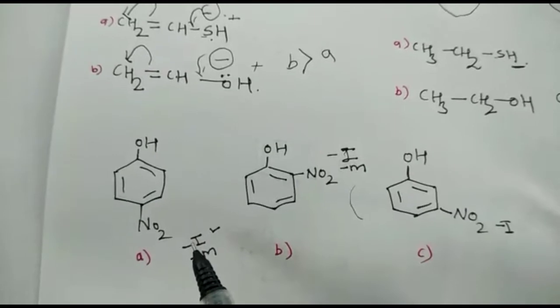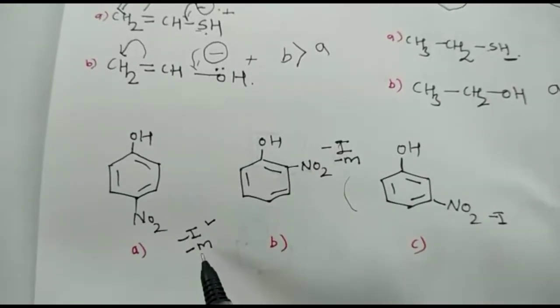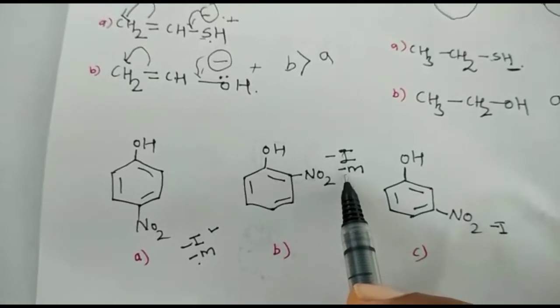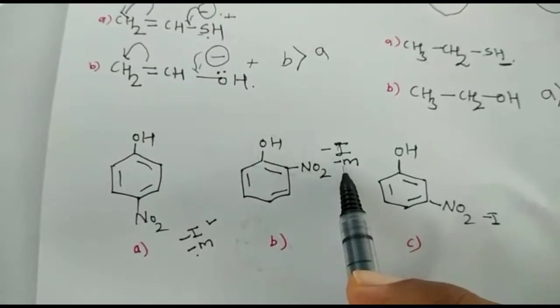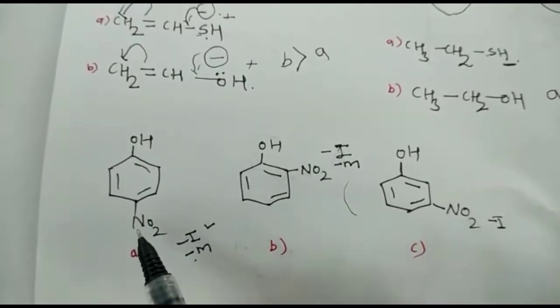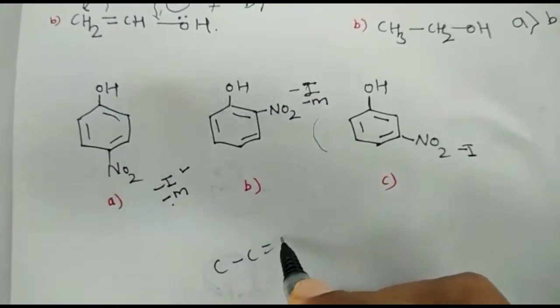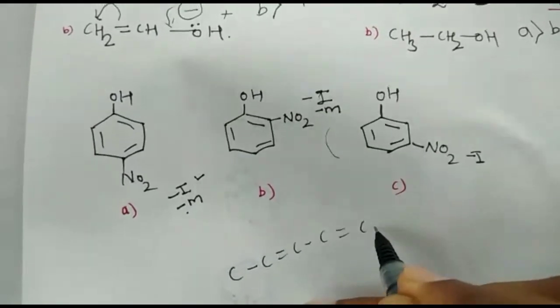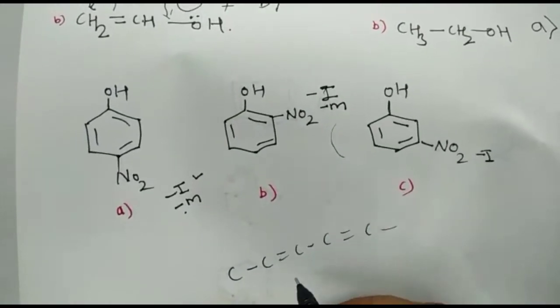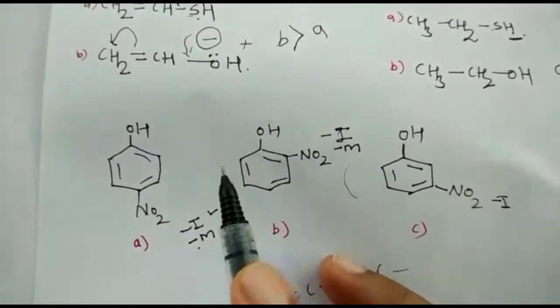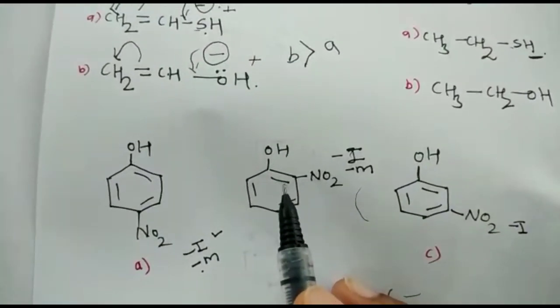But here the mesomeric effect is also negative, in both cases. So as the chain length increases, with carbon single bond and carbon double bond, there is no effect on the mesomeric effect, but there is an effect on the inductive effect. Among A and B, which one will give H plus ions easily?